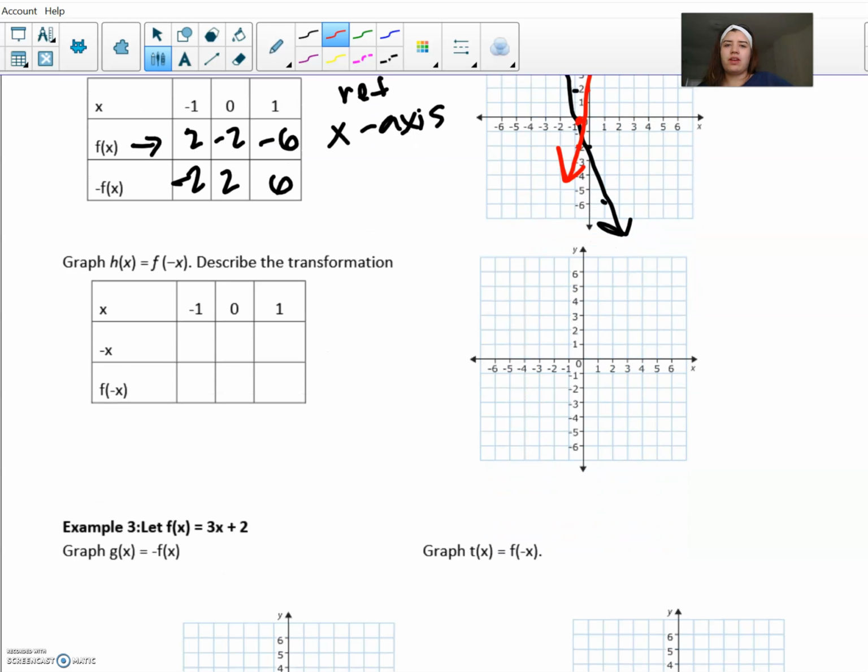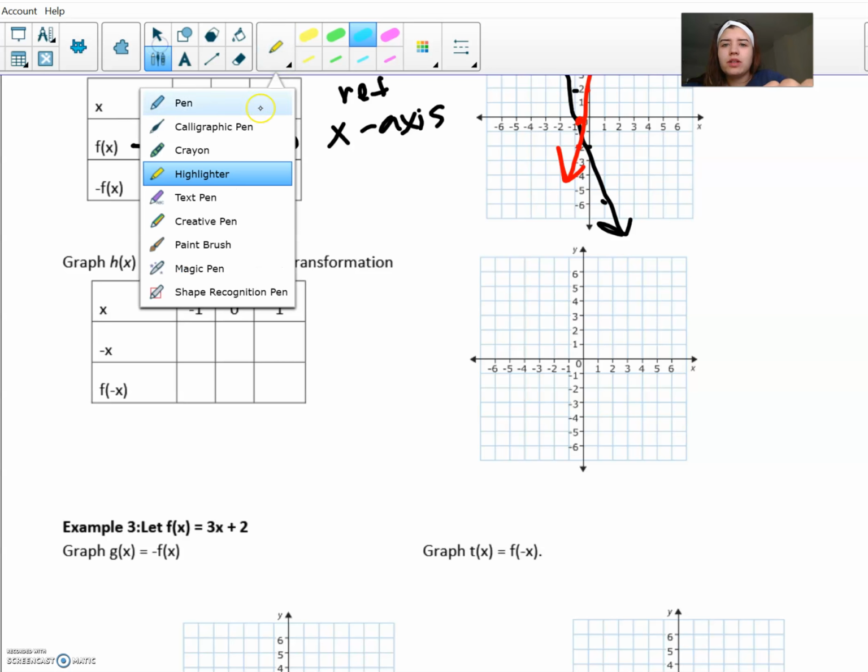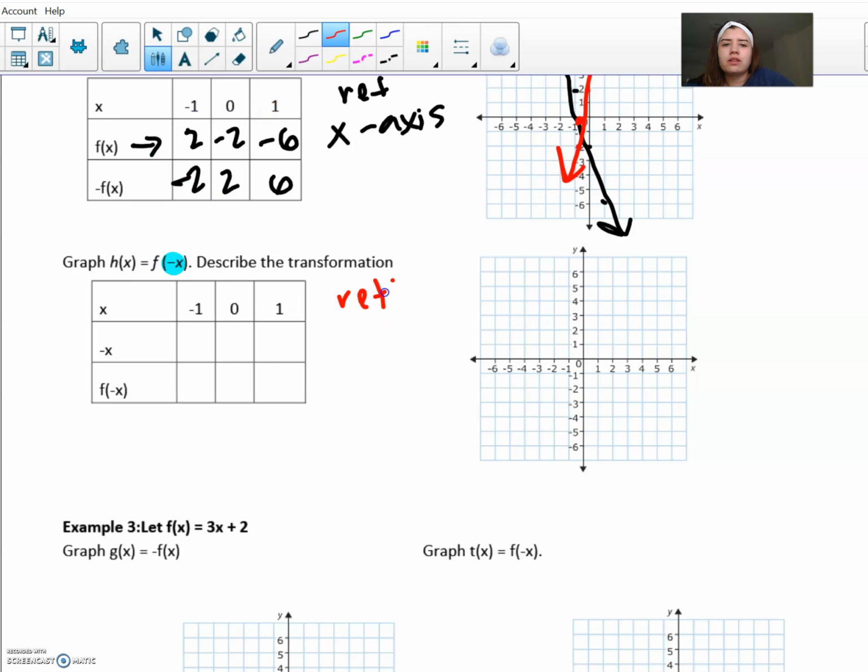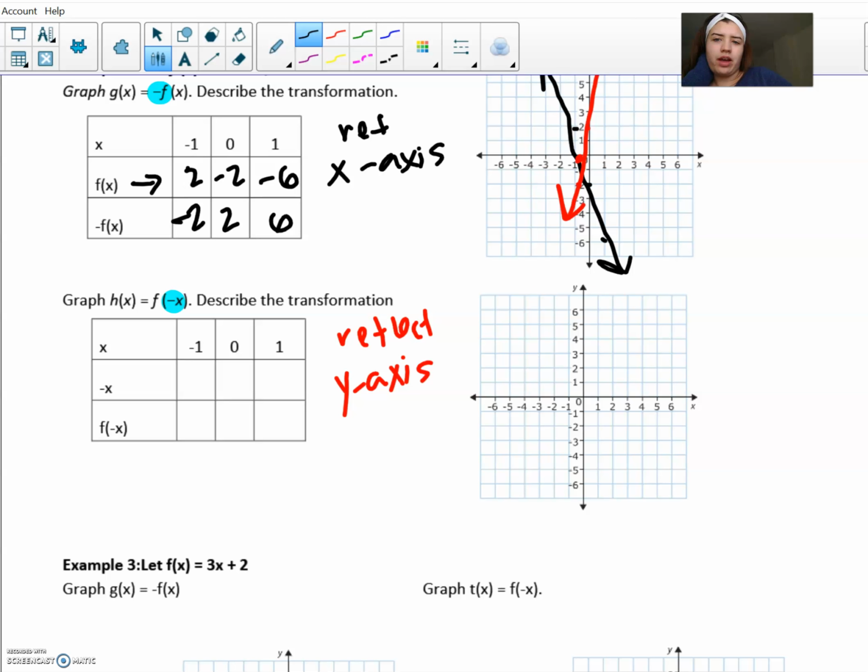So now we have -x. And that's on the inside, so we know that's going to reflect over the y-axis. So we have our parent function. I'm going to graph that. That's still this section up here. So we're at -2, -6, and +2. See, our y-intercept is at -2, so we know we're going to reflect at that point.